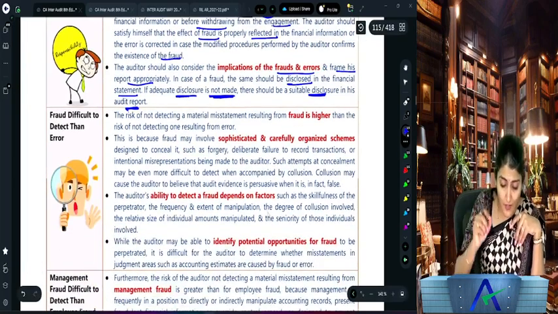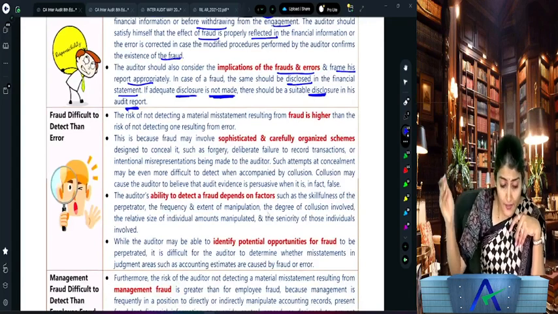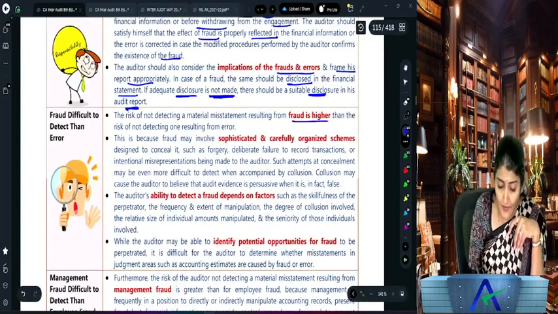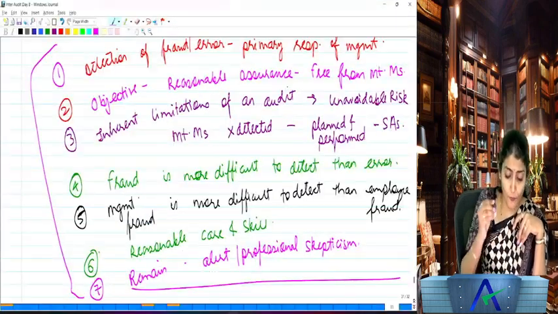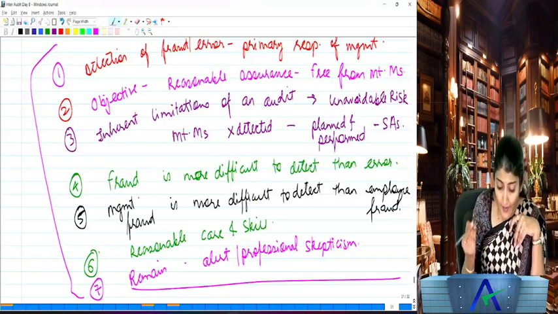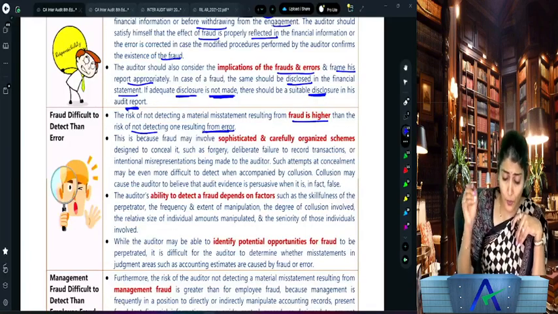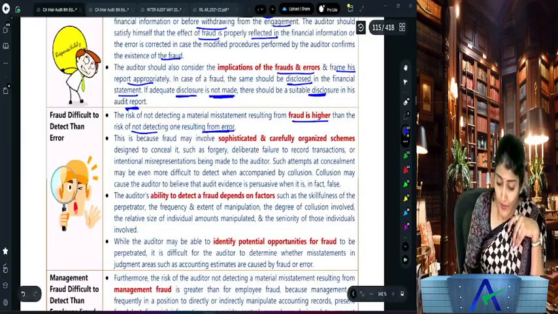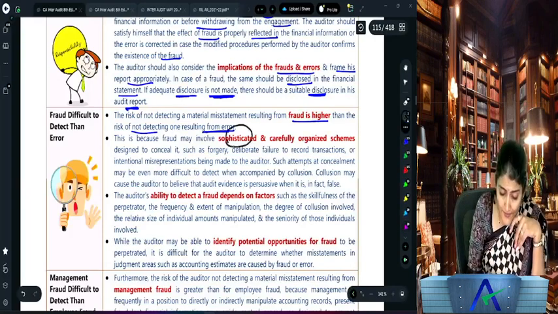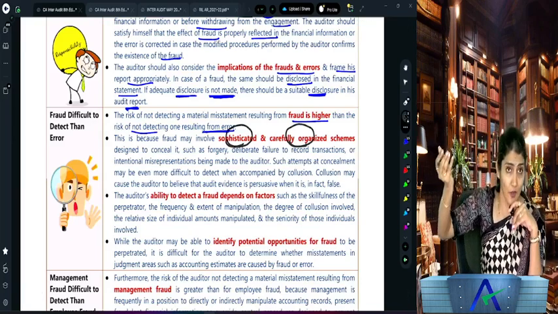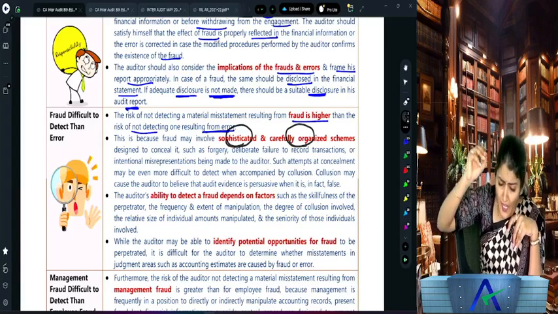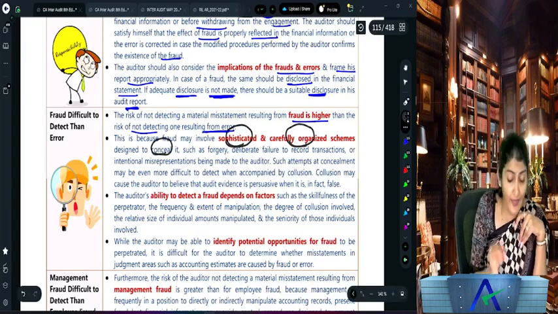Then what does it say? The risk of not detecting a material misstatement from fraud is higher than the risk of not detecting one from error. So in simple language, fraud is more difficult to detect than an error. Why is fraud more difficult to detect than an error? Because fraud may involve what? It may involve sophisticated and carefully organized schemes, right? Everything is planned when they do a fraud. So sophisticated and carefully organized schemes designed to hide it, to conceal it.